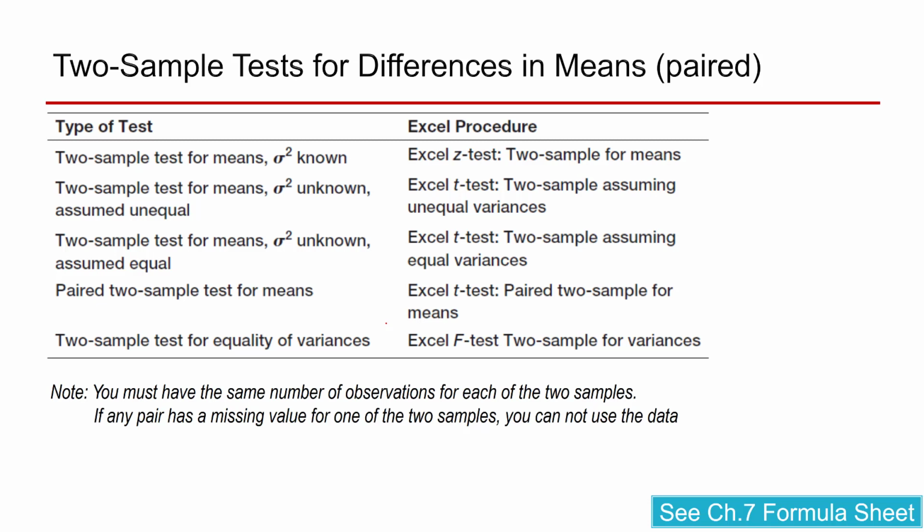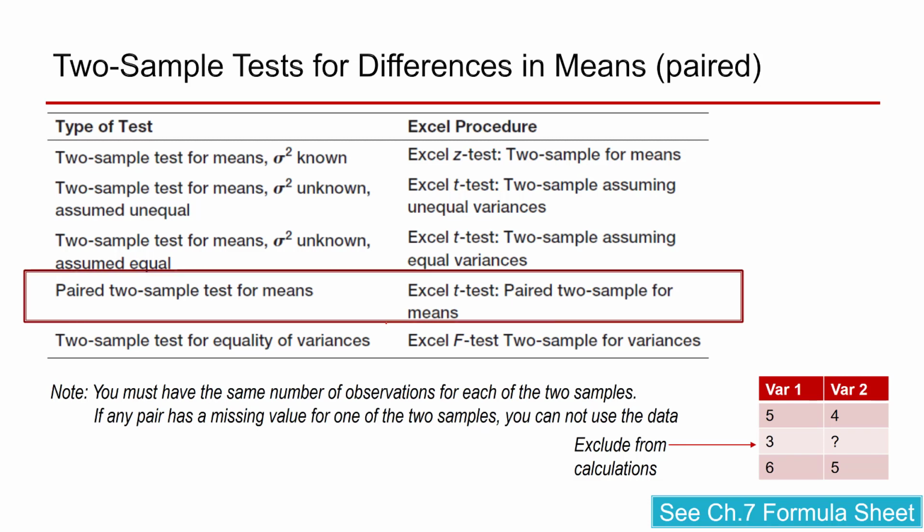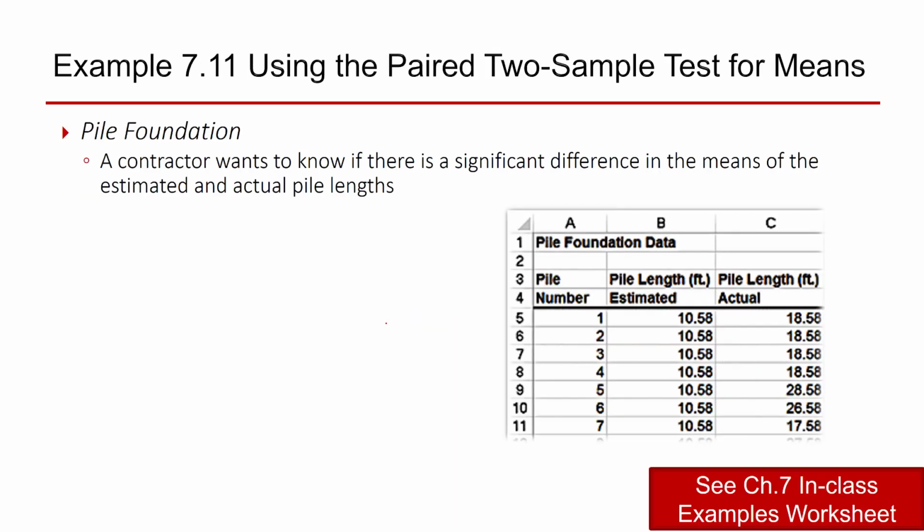All right, so note that you must have the same number of observations for each of the 2 samples. If any of your pairs is missing its pair, then you need to exclude that one from the calculations. So let's go ahead and do an example of a paired 2-sample test for means. All right, we're going to do this pile foundation example. A contractor wants to know if there is a significant difference in the means of estimated and actual pile lengths. So let's jump over to our Excel workbook sheet to do this example.